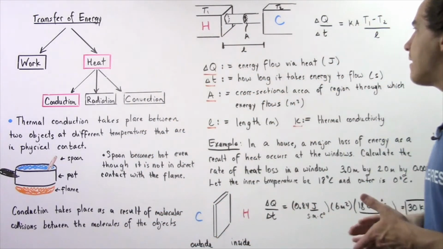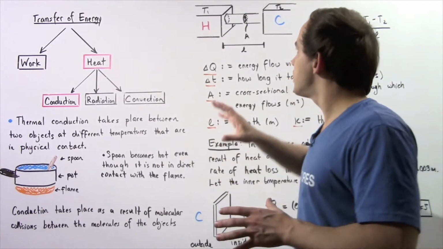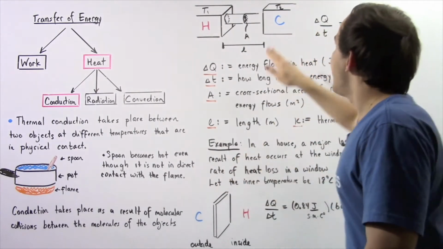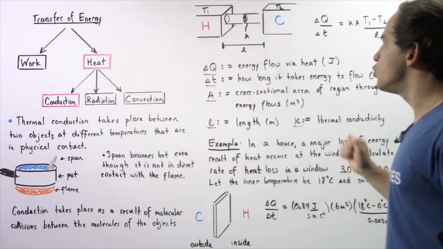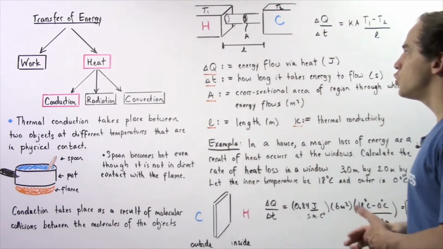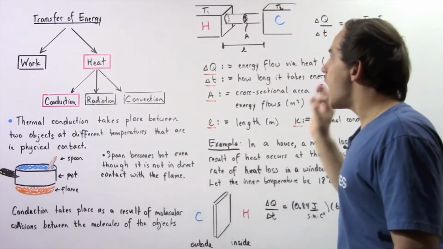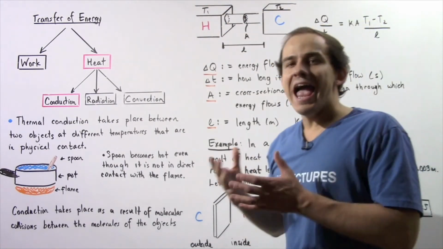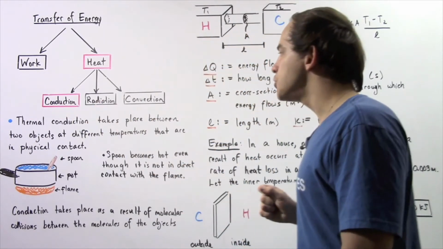So let's suppose we have the following experimental setup. Let's suppose we have two objects, object number one that is hot at temperature T1, and object number two that is cold, at a temperature T2. Now temperature T1 is greater than temperature T2. So that means because we have a bridge, an object that is connecting our object 1 and object 2, energy will begin to flow as a result of thermal conduction.